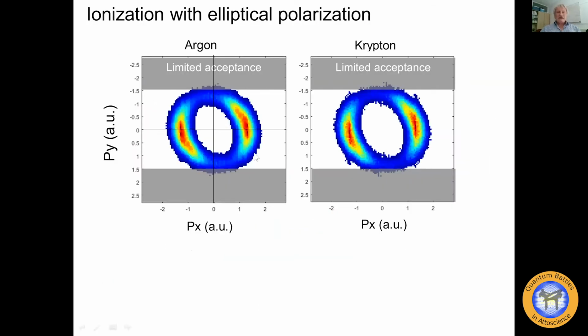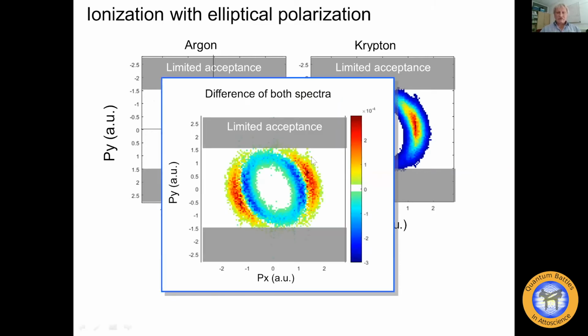So these are the experimental results for one specific laser intensity for argon and for krypton. And you see these spectra are again now tilted with respect to the x-axis, and they look very similar. Actually, if you have a somewhat closer look, you see they are different. The difference is tiny. This is the difference of both spectra. It's in the order of 10 to the minus 4. So there is a small difference, and now we're going to analyze this difference.